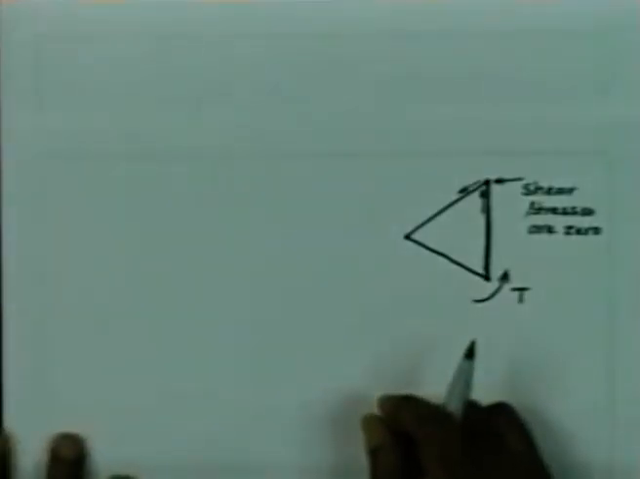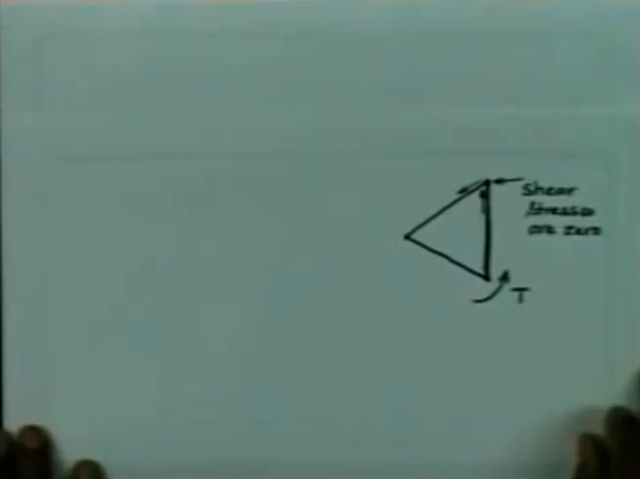Same logic will apply to this corner and this corner. So, whenever you have any corner occurring in the cross section, you will find that the stress is 0.